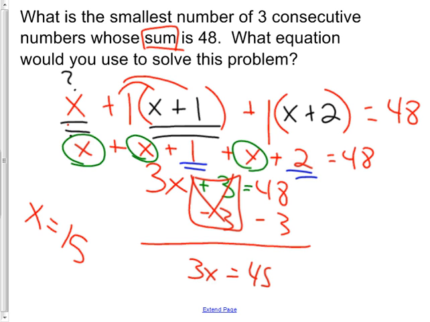15. So the first number is 15. The second number is 15 plus 1, 16, and the third, 15 plus 2, 17. Does 15 plus 16 plus 17 equal 48? Yes, it does. That's all that you have to do in this type of situation.